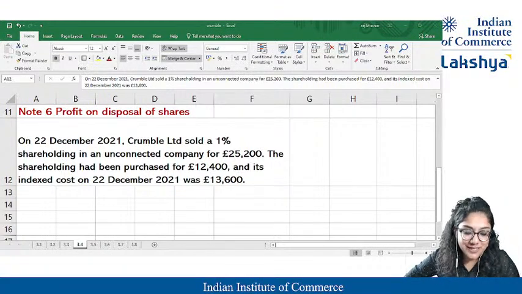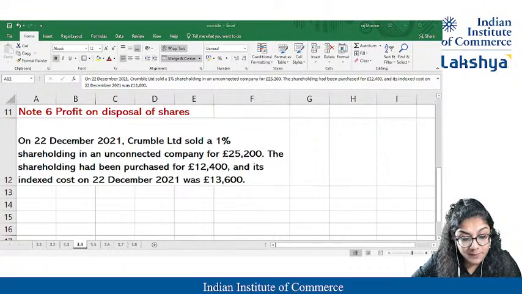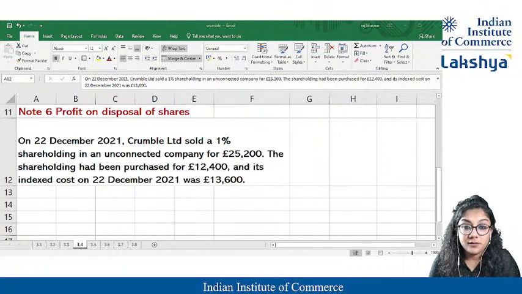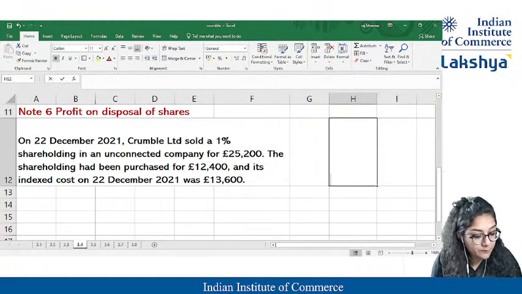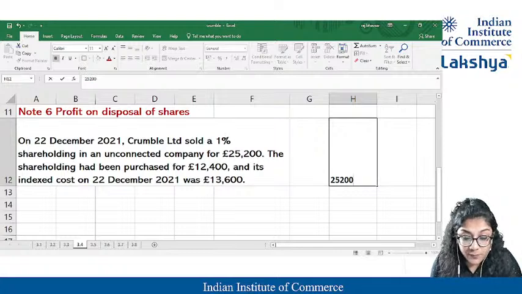But for company shares, obviously, ma'am, we do get indexation for you. So can you tell me what will be your profit here? You have sold it for 25,200. So yes, guys, I have sold it for 25,200. But what will be your profits?